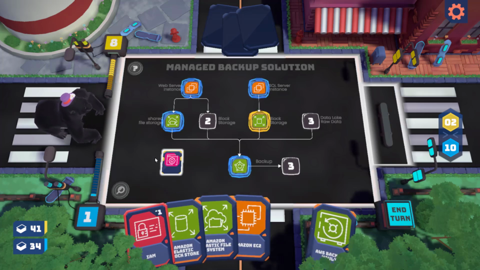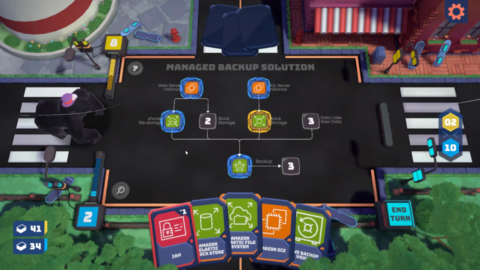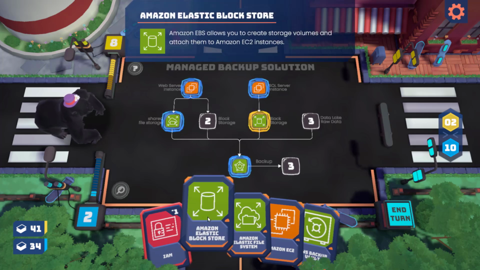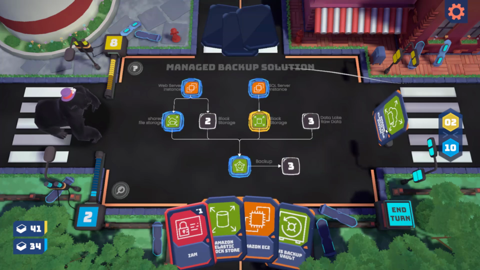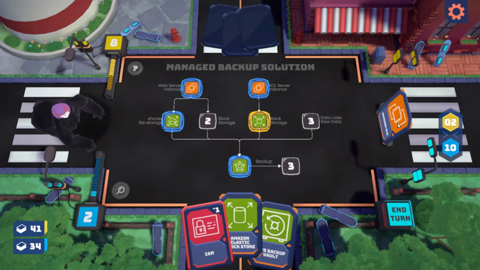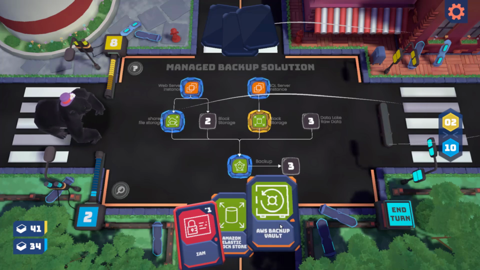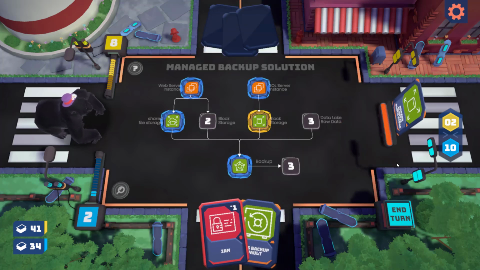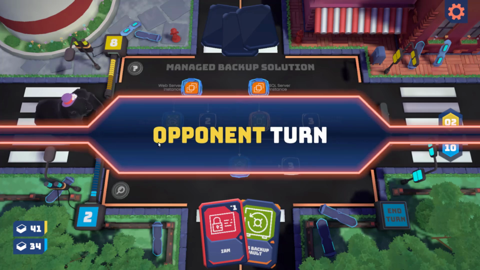Okay, we are not getting any energy cards, I think. Block storage. File system, we don't need it. EC2, we don't need it. I could play block store here, but he has plenty of energy. He might steal it. I don't want to put it.